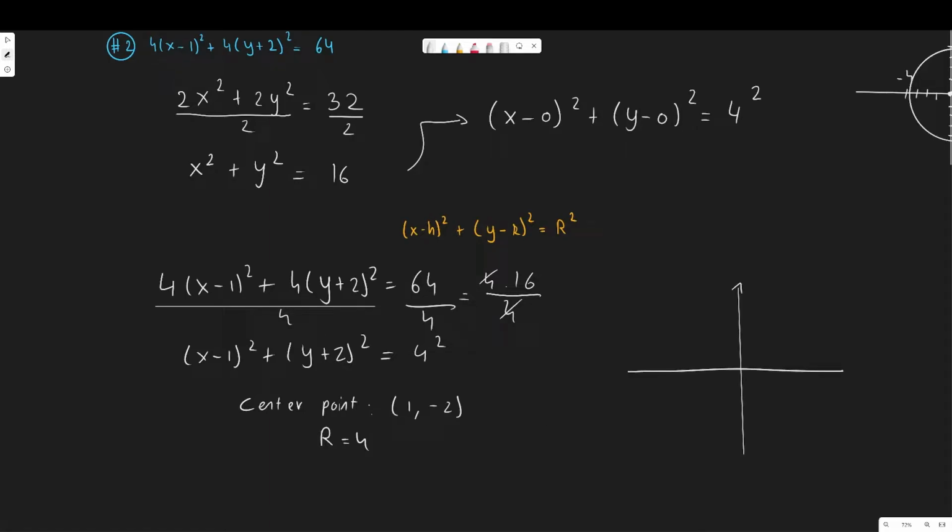First, let's draw our x and y axis, and the center point is (1, -2). So if this is 1, then this is negative 2. So right here is our center point, and now we're just going to have to move 4 steps in the vertical and horizontal direction in order to get our circle.